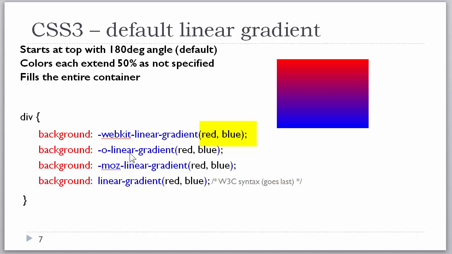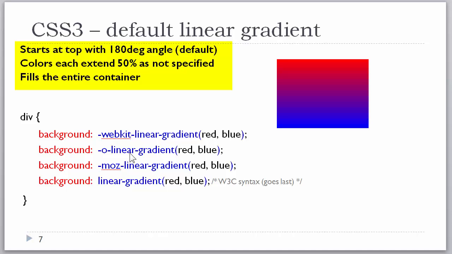However, there are some defaults that are being set that you should be aware of. Number one, the gradient will start at the top. That is a default. It starts at the top and goes to the bottom. It is also working with what is called a 180-degree angle. So if from your old math days, I assume this is more of a geometry issue, a 180-degree angle is a horizontal line. So we are going straight down.